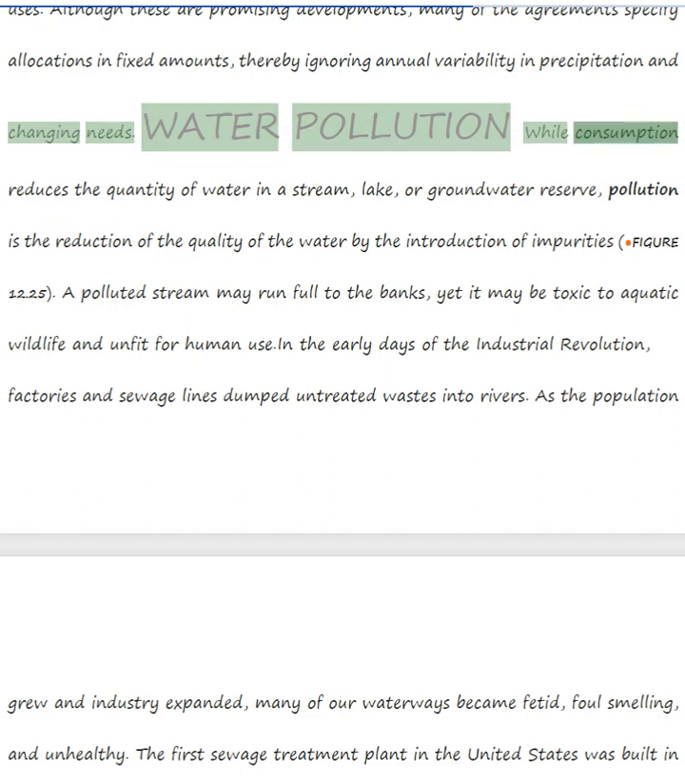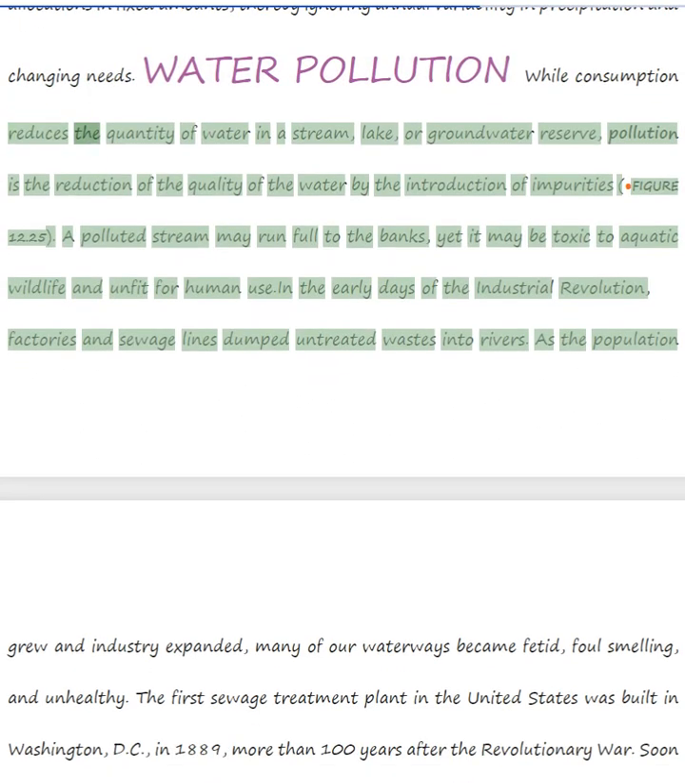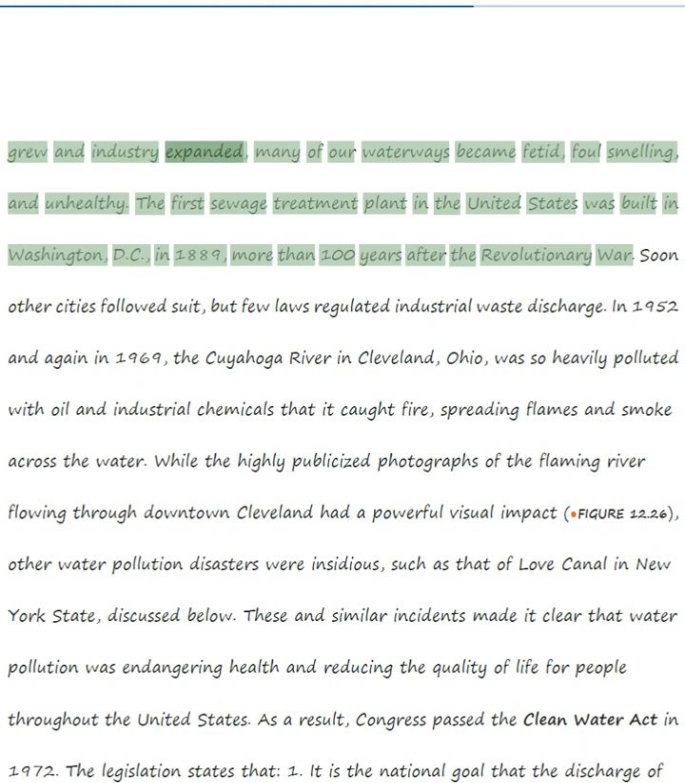Water pollution. While consumption reduces the quantity of water in a stream, lake, or groundwater reserve, pollution is the reduction of the quality of the water by the introduction of impurities. A polluted stream may run full to the banks, yet it may be toxic to aquatic wildlife and unfit for human use. In the early days of the Industrial Revolution, factories and sewage lines dumped untreated wastes into rivers. As the population grew and industry expanded, many of our waterways became fetid, foul-smelling, and unhealthy.